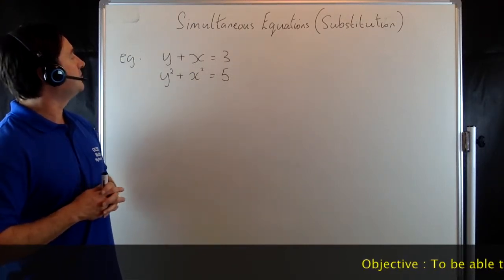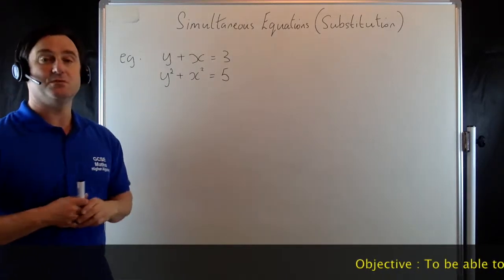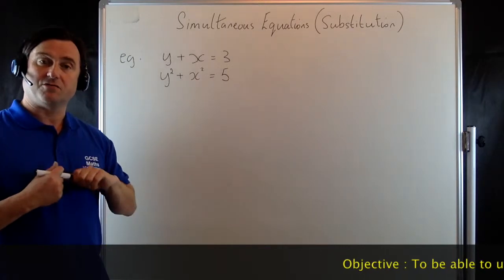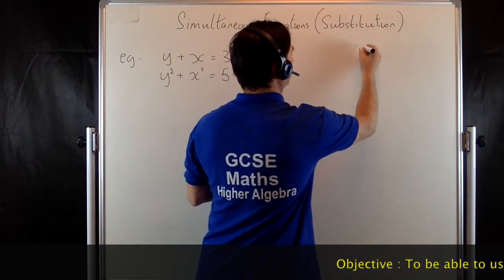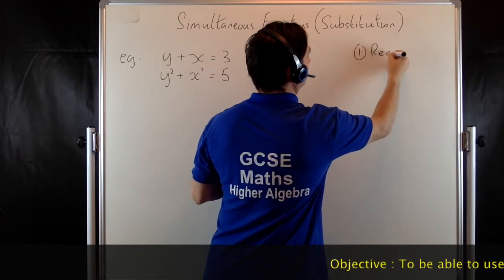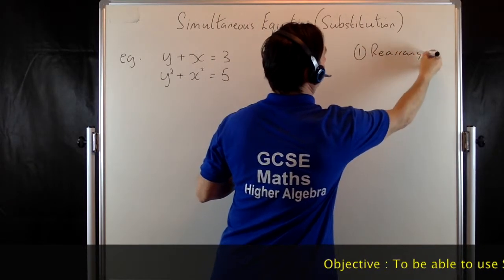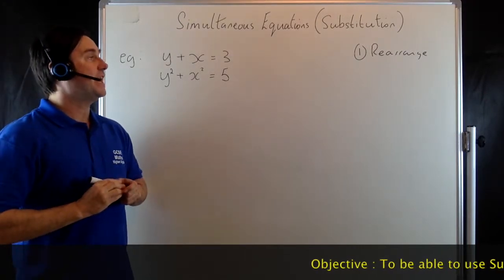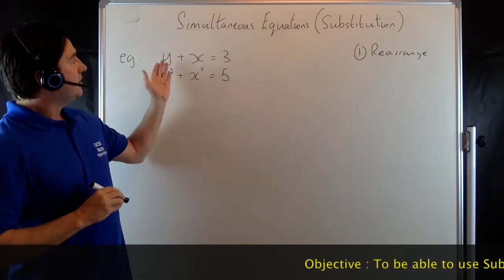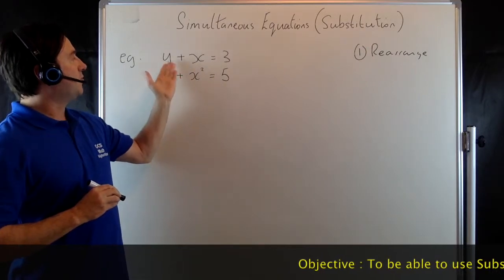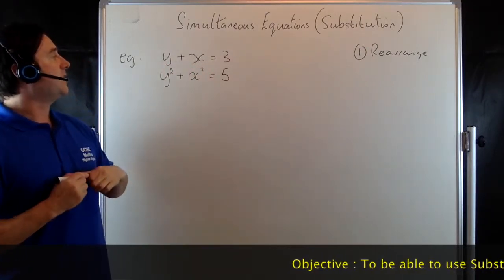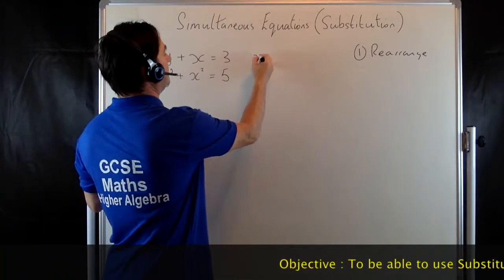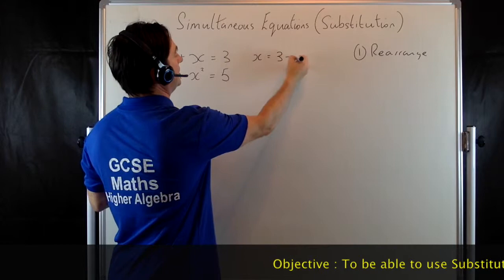y plus x equals 3 and y squared plus x squared equals 5. Now there are 5 steps to this. I'm going to write these down as we go through this. So step 1, what we need to do is rearrange one of the equations, and we rearrange it to write it in terms of either x or y. Start with the simplest one. So we've got y plus x equals 3. All I need to do is to take the y over and leave me with x equals 3 minus y.